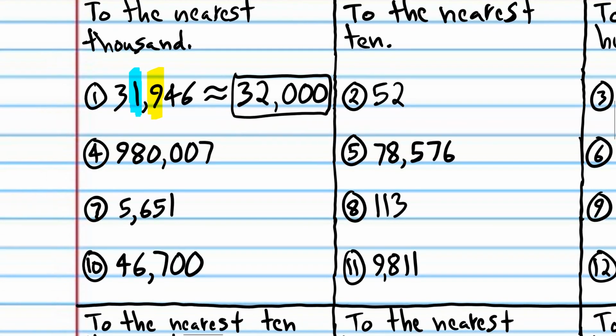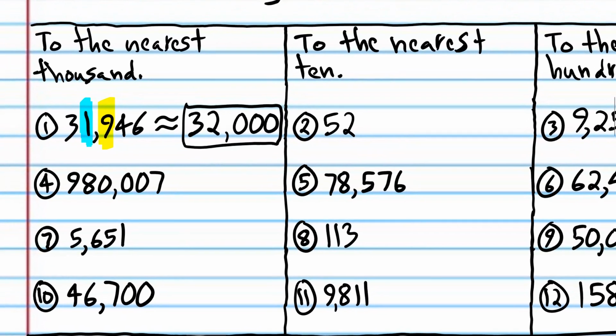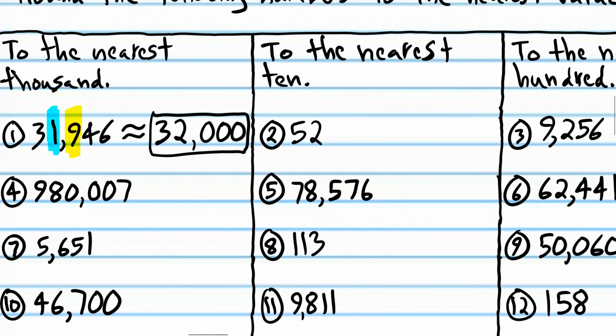All right, so we're going to do the same thing for number 2. So if you didn't understand that, that's okay. We're going to do a lot of these problems. Don't worry about it. But now we're going to round to the nearest 10. So we have to find the tens place. That's right here. And we have to know whether or not we're going to round up or down.